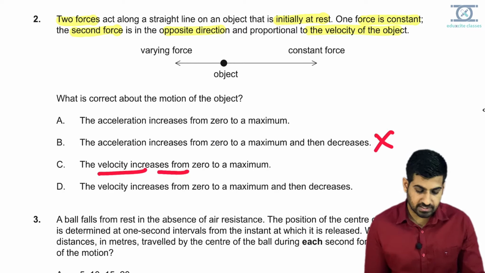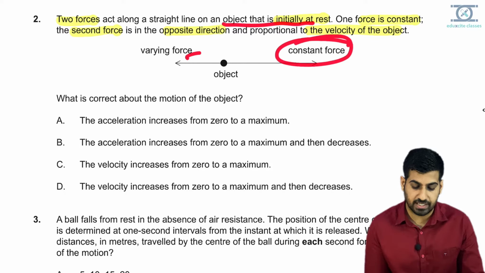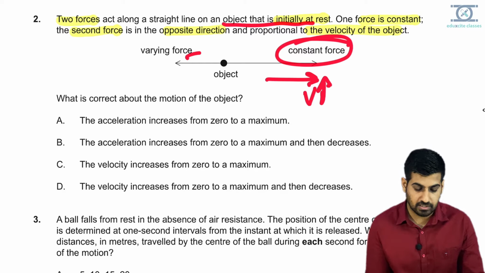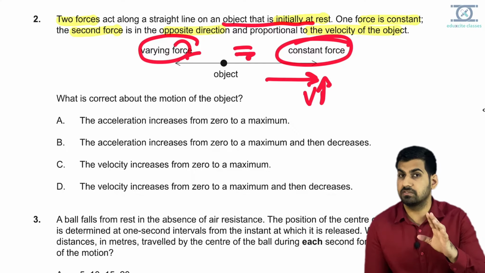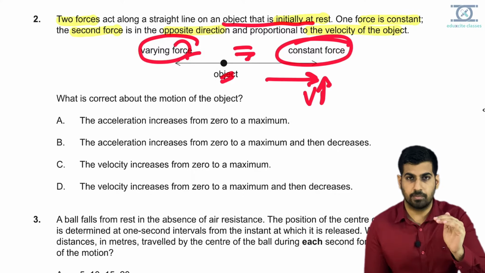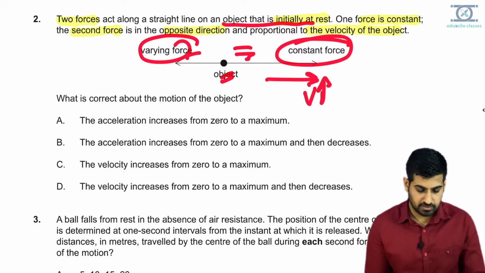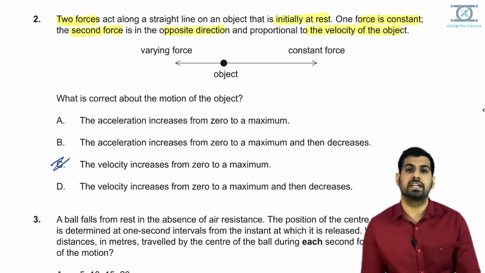The velocity increases from 0 to a maximum. Yes, initially the object is at rest. So when the constant force is acting, it means it will start to increase its velocity till the varying force becomes equal to the constant force. At that time the acceleration will be 0. So in that case the velocity attained by the object will remain maximum and it will travel with the same speed. So yes, the option C for question number 2 is the right answer.